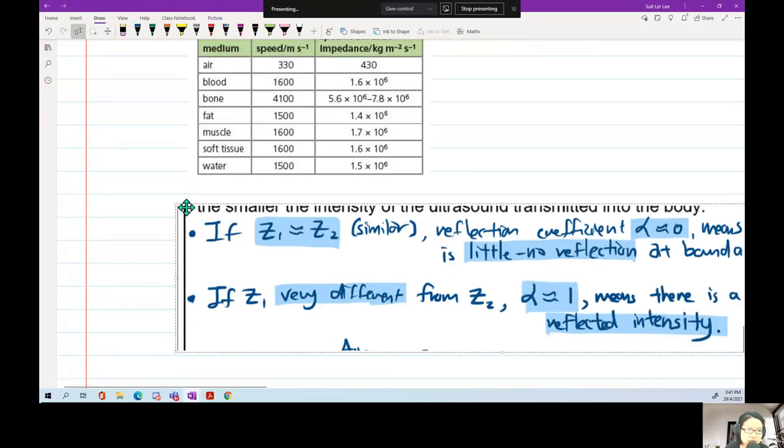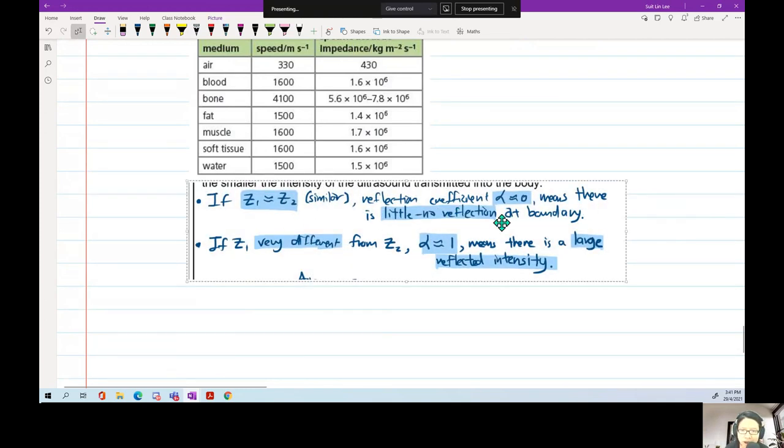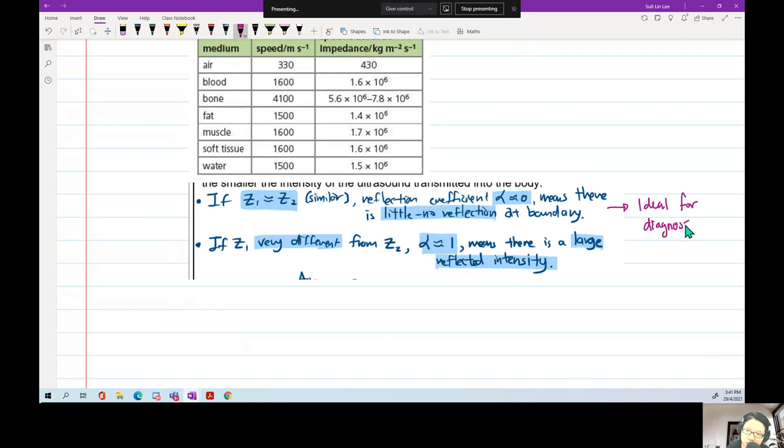So if Z1 is more or less equal to Z2, alpha is 0, means there is no reflection at the boundary. This is good. This is ideal for diagnostic. You want to look inside the human body. But if the ultrasound doesn't go into the human body, then you see what you see. You see nothing. Okay, this one is not good.